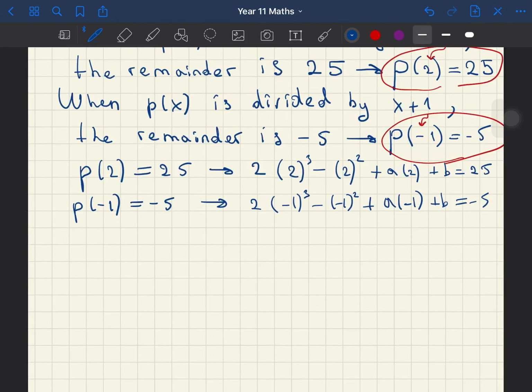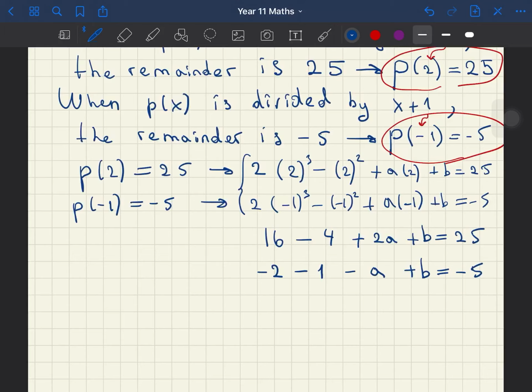And now this becomes a system of equations. Let's simplify it first. 2 times 2 cubed is 2 times 8, which is 16. So we have 16 minus 4 plus 2a plus b equals 25. And then 2 times minus 1 cubed is minus 2, minus 1, minus a plus b equals minus 5. This is just a system of equations.